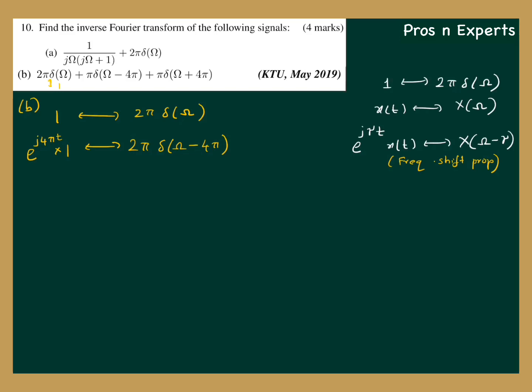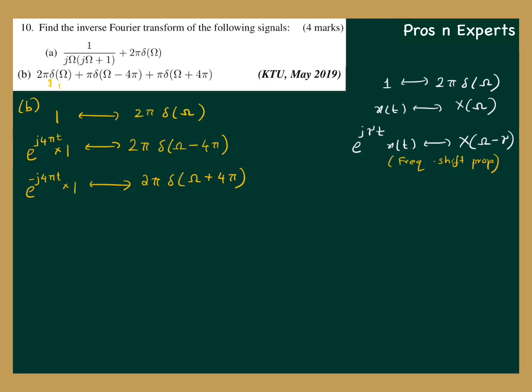Now in a similar manner I can write e raised to minus j 4 pi t into 1 will be having a Fourier transform of 2 pi del of omega plus 4 pi. Good. Here it is also a frequency shift property. Here e raised to minus j 4 pi t is multiplied with 1, then the frequency shift will be plus, omega plus 4 pi.